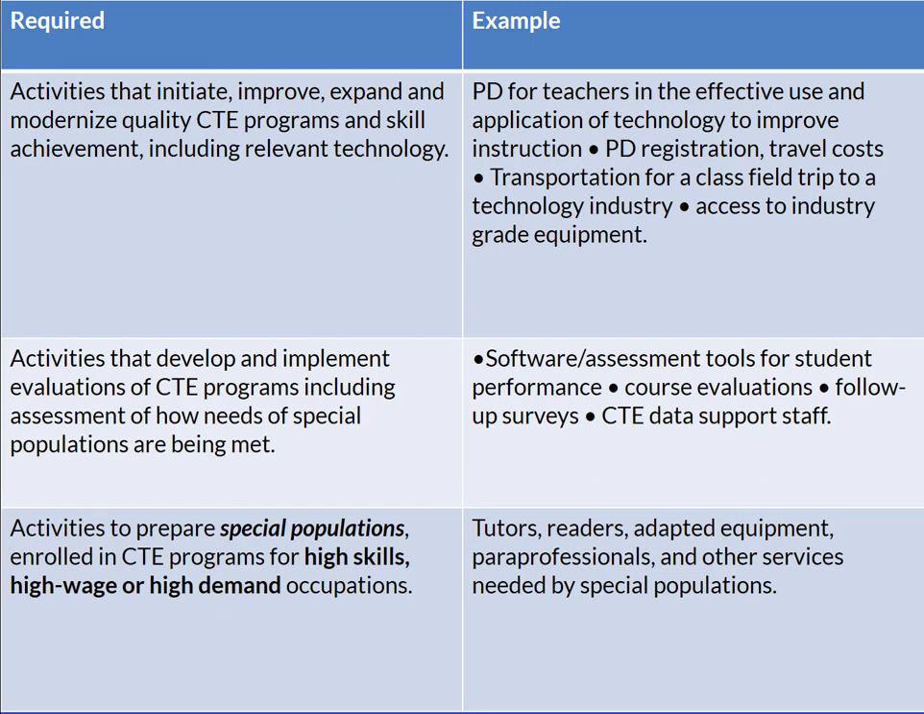And here we have the last three of the required activities, also referred to as the rationale or goals in the budgeting section. Activities that initiate, improve, expand, and modernize quality CTE programs and skill achievement, including relevant technology. Activities that develop and implement evaluations of CTE programs, including assessment of how the needs of special populations are being met. And activities to prepare special populations enrolled in CTE programs for high-skill, high-wage, or high-demand occupations.